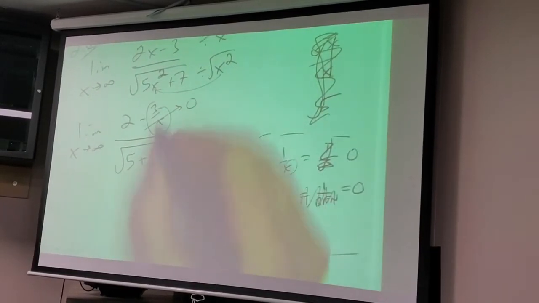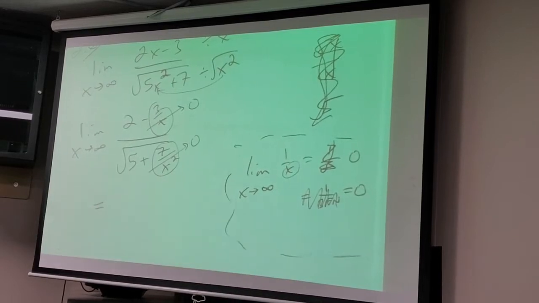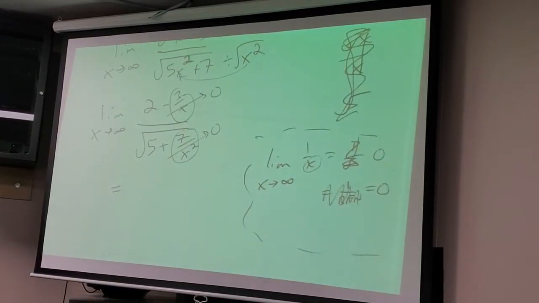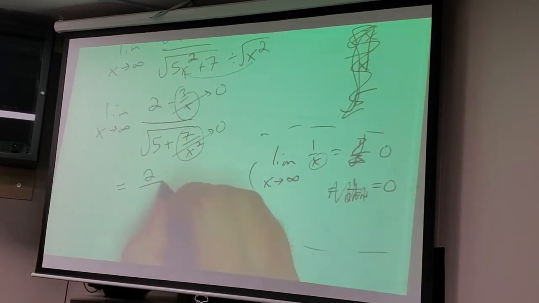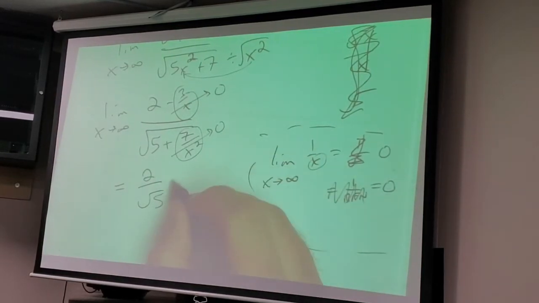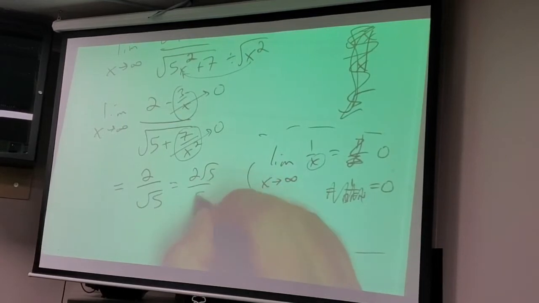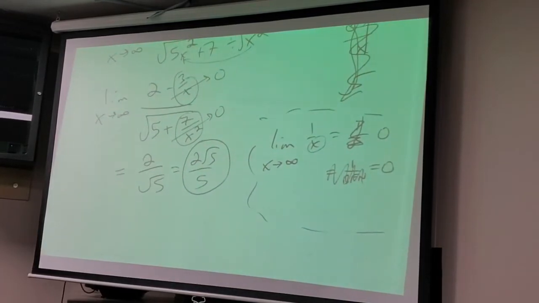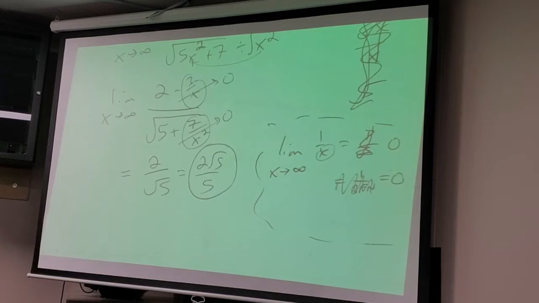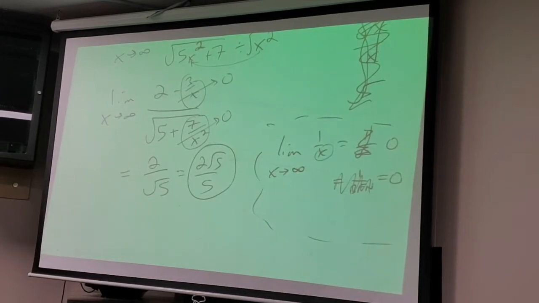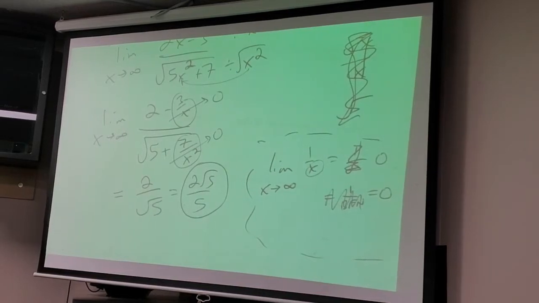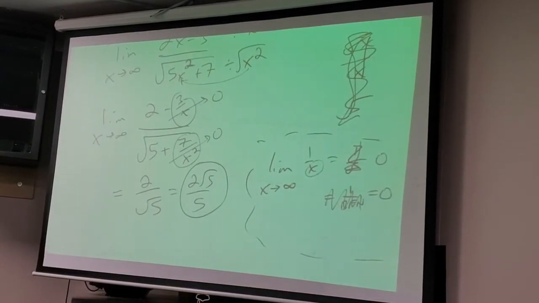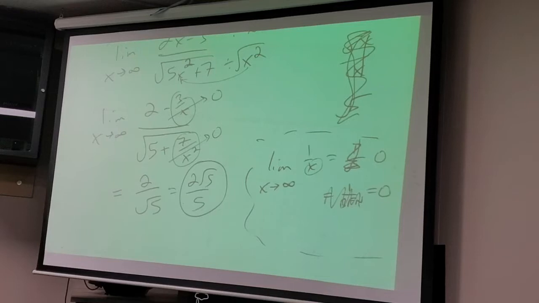All right. So now we can. What is this limit then? Be careful. What's left? 2 over radical 5, which of course is 2 rad 5 over 5. Get into the habit of rationalizing your answers. So it's the same thing we did before. We just have to do a little finagling because of the root.